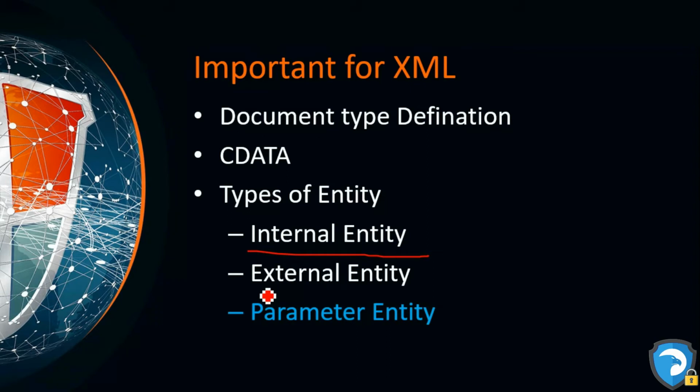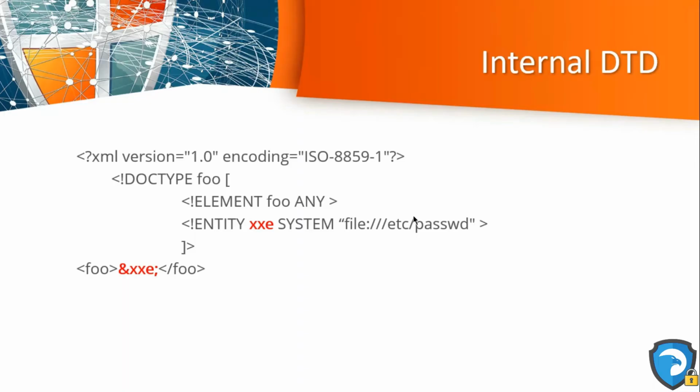The third is entity. Entities are a way of representing an item of data within the XML document instead of using the data itself. So an entity gives a reference to data rather than just giving the particular data itself. Entities have three types. First is an internal entity, second is an external entity, and third is a parameter entity.